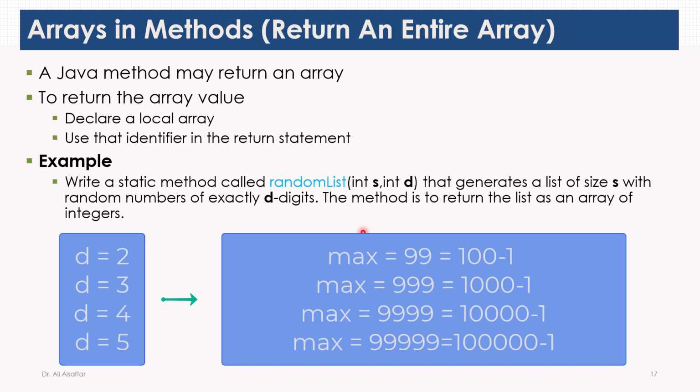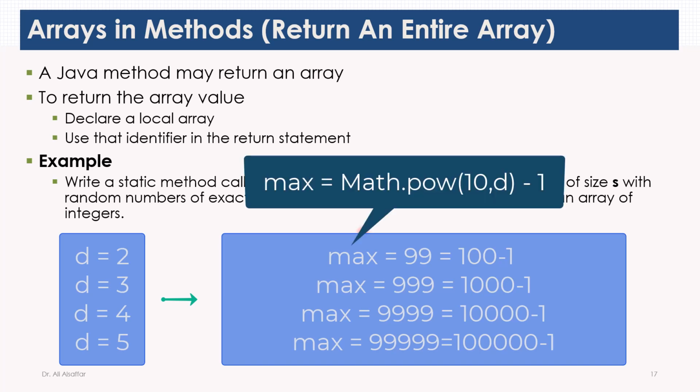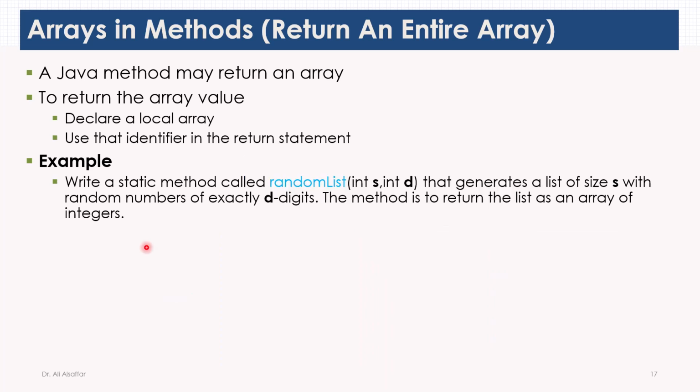So how to get these values for the maximum? Basically, for d equal to 2, it is 10 raised to power 2 minus 1. For d equal to 3, it is 10 raised to power 3 minus 1. And last, for d equal to 5, it is 10 raised to power 5 minus 1. So this is the way we find the minimum and maximum of a number that is of exactly d digits. Let us write the code.